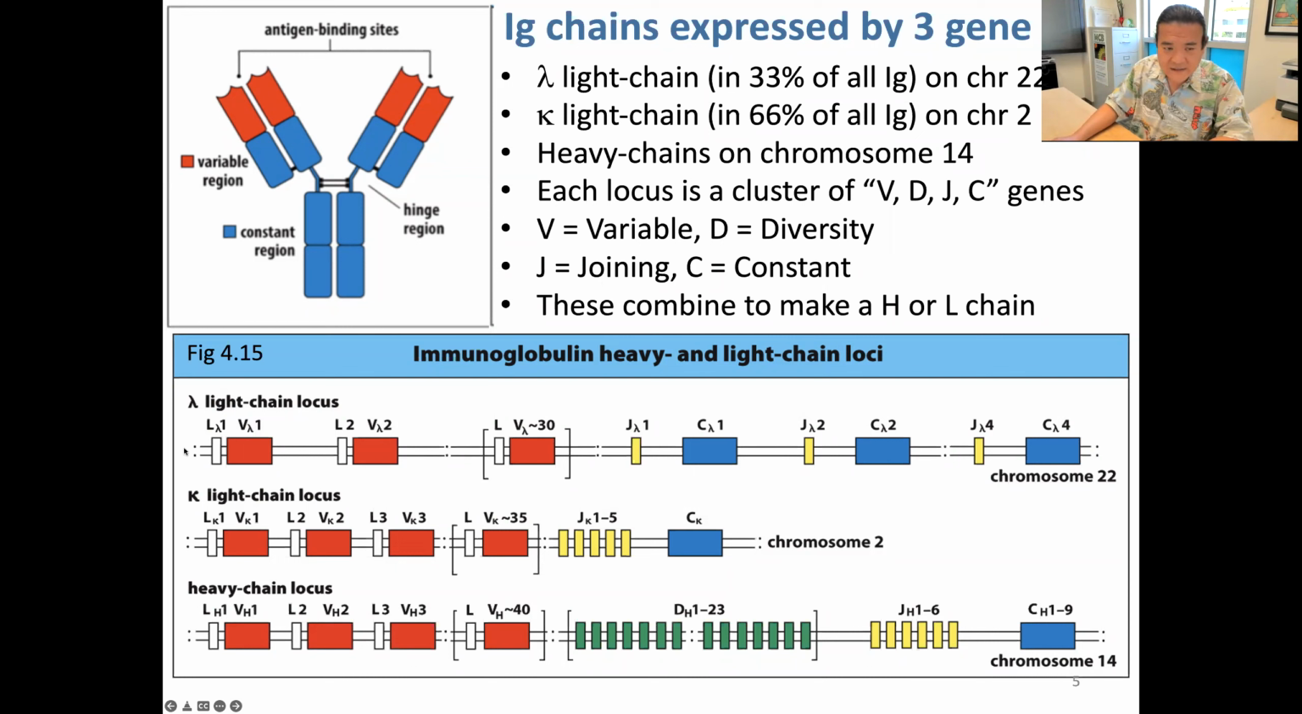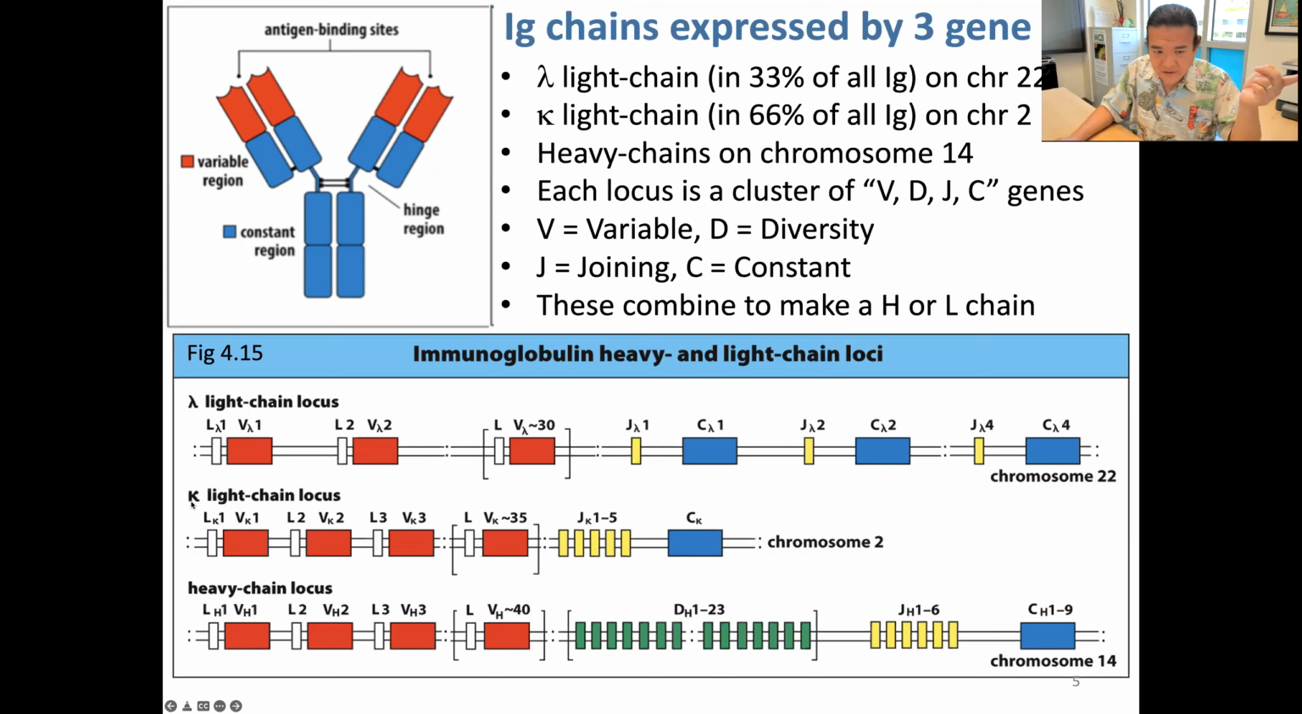The reality is this image might be several tens of kilobases long, but for the sake of this illustration, we've condensed it. Notice also that you don't just have 1, 2, 3 red blocks. The fact that they put a bracket around this one tells you that you have an additional 30 or so of these red block regions, each representing a different DNA sequence. That's the lambda light chain locus.